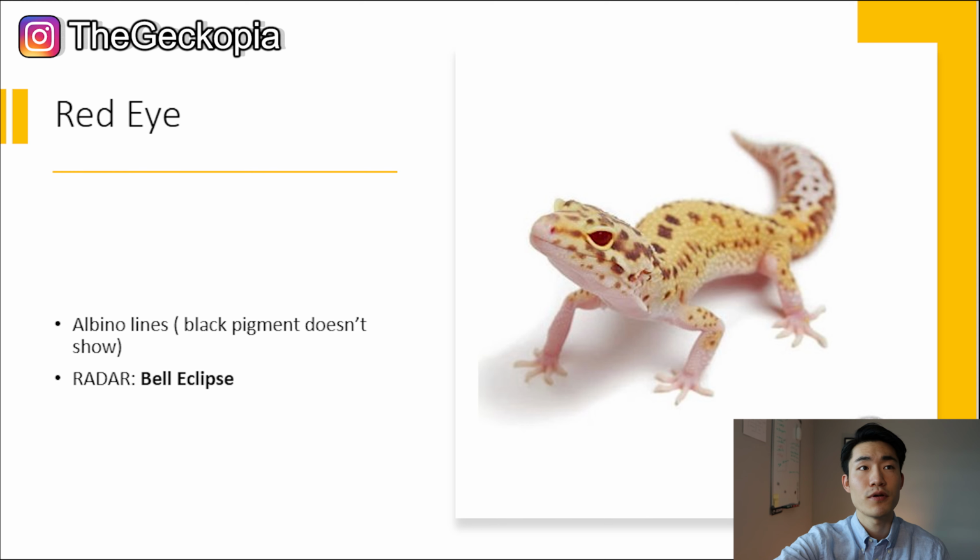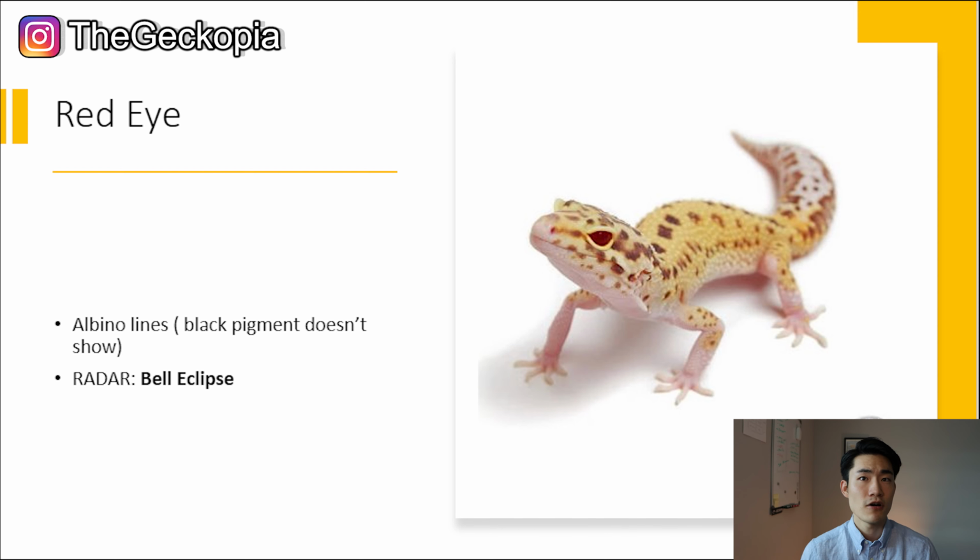So the first slide that I prepared today for you guys is the red eye. With Eclipse, there are so many different colors and patterns in their eyes, and usually red eye is the combination of the albino lines mixed with Eclipse. So you can have Tremper or Bell or Rainwater albinos with the Eclipse and you will get these red eyes. The reason they have red eyes is because albino lines themselves don't show any black pigment. If you watched my previous video on the albino lines, albinos tend to have white with red veins, and those red veins get more exposed when there's the Eclipse line altogether.